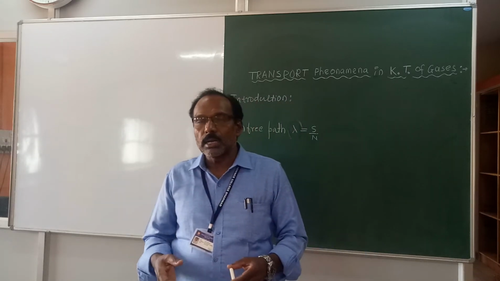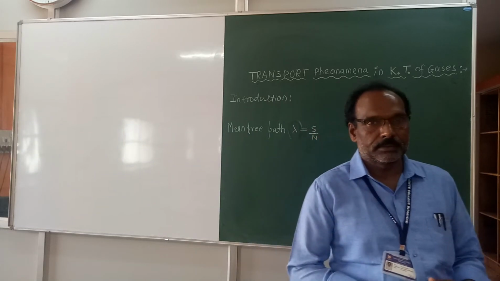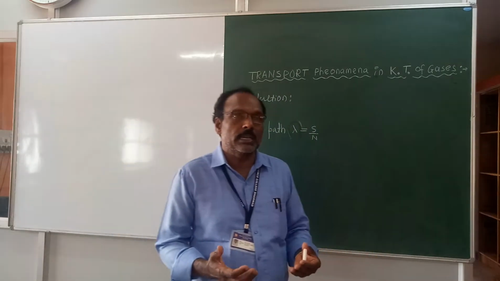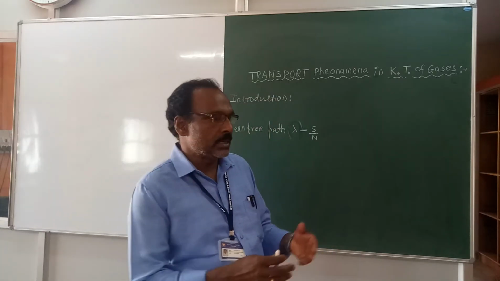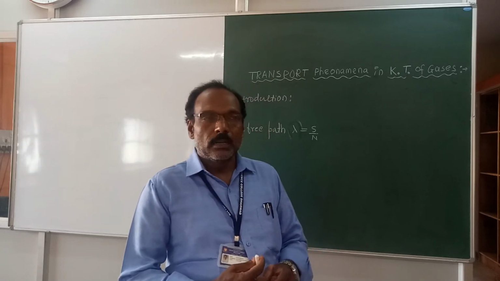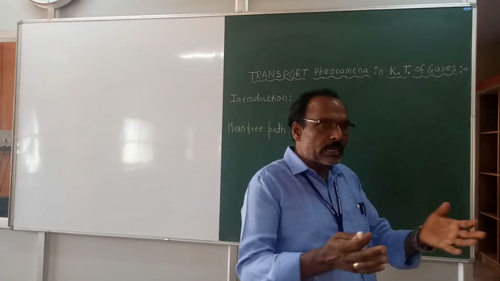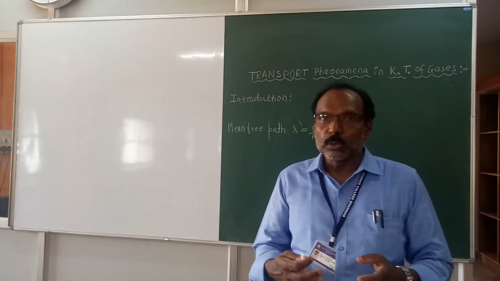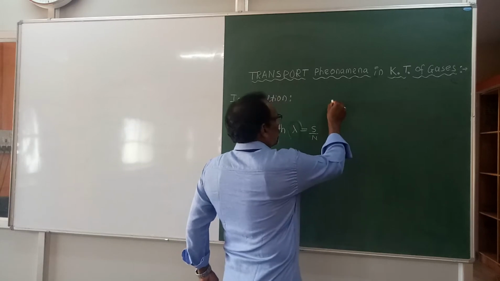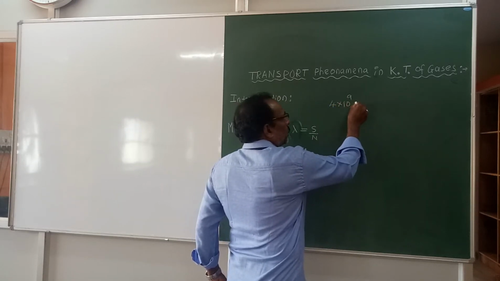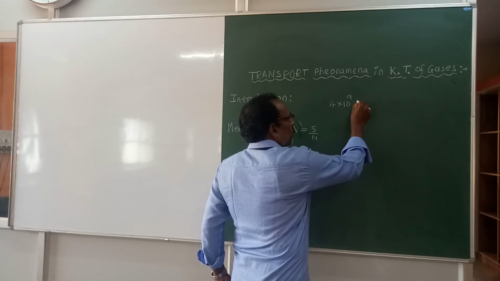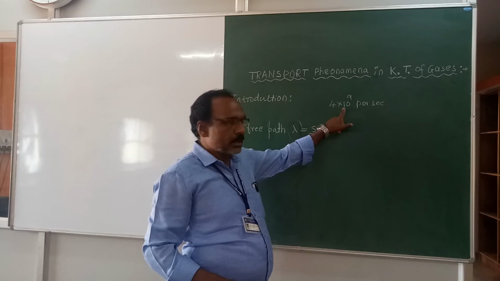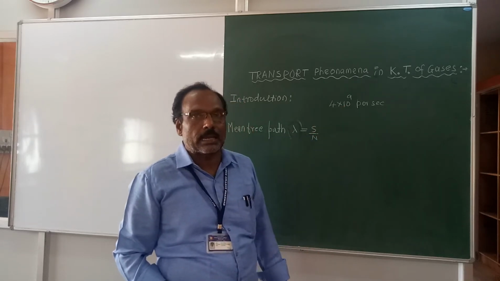Due to the random motion, what happens? Molecules collide with each other, and we know that the collision here is understood to be an elastic collision. Do you know the fact? The literature gives us the data: the air molecule, when it is in random motion, has around 4 into 10 raised to 9 collisions per second. In 1 second, so many collisions, something into 10 raised to 9.